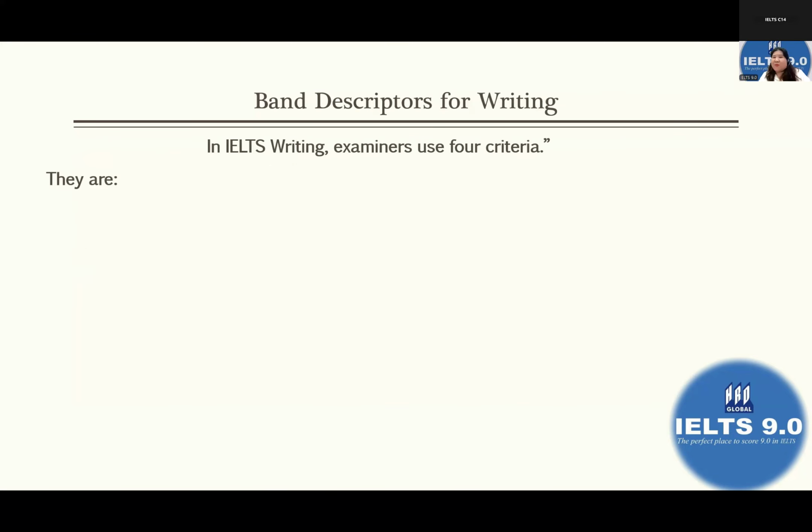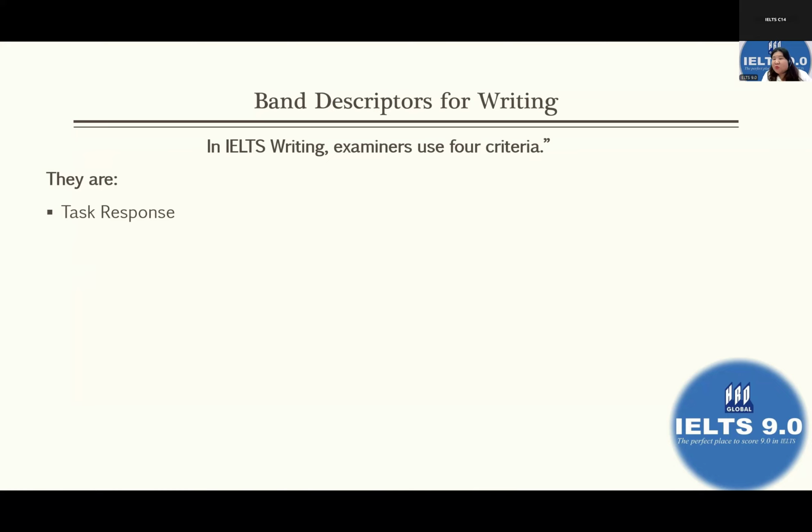Let's start with band descriptors for IELTS writing. In IELTS writing, examiners assess your work using 4 official criteria. Each criterion measures a different aspect of your writing. First, let's talk about task response. Task response checks whether you fully answer the question. For example, if the task asks you to discuss both views and give your own opinion, but you discuss only one viewpoint, your task response score will be limited, even if your English is strong.